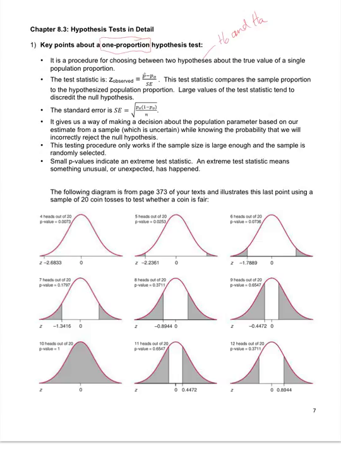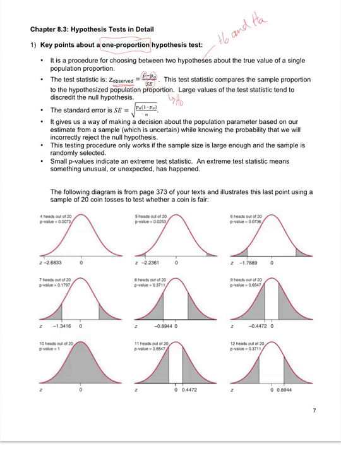You calculate what's called a test statistic, so it's a z-score, and observed is just a reminder that that's something that comes from our sample. And we do that by taking our observed value minus the hypothesized value and dividing by the standard error. So this test statistic compares the sample proportion to the hypothesized population proportion. Again, hypothesized population proportion, what we have in the null hypothesis. So we're assuming that's true until we gather evidence to suggest otherwise.